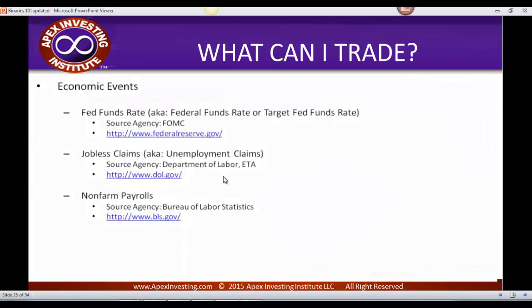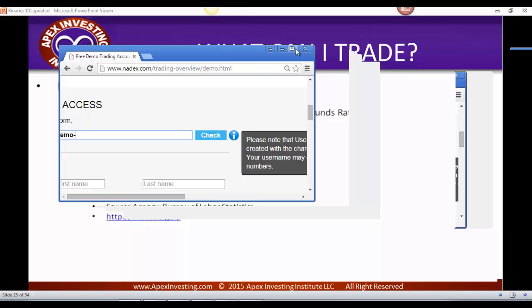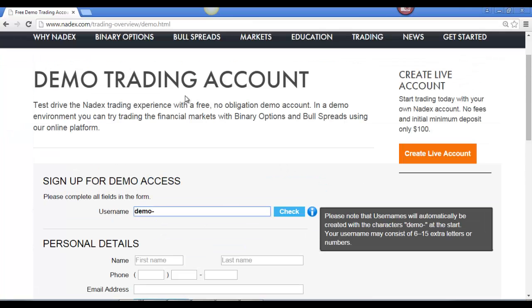You can also trade binaries on economic events, on economic news that comes out, forecast news that's coming out with certain numbers, the federal funds rate, or the target Fed funds rate, jobless claims, and non-farm payrolls as well. Okay, and guys, all of this is on the Nadex website. I'll show you how to find some of that. In fact, let me just pull that over here. If you go to the Nadex website, earlier, guys, we were talking about signing up for a demo.